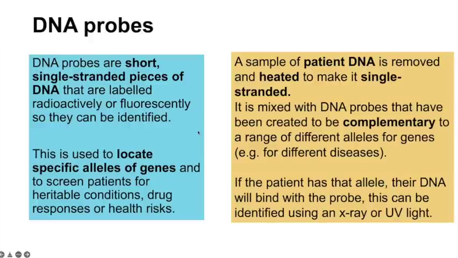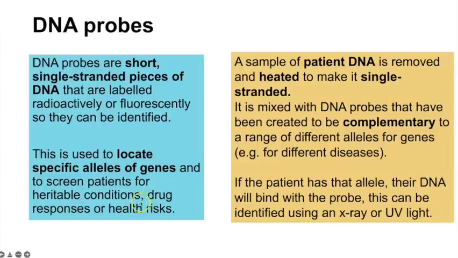Now, DNA probes are used in lots of the gene technology applications. What a DNA probe is, is a short single-stranded piece of DNA, and they are labelled so you can identify where they are. And they're labelled usually either using a radioactive molecule or a molecule that will fluoresce. So that is how we can then visualise where that DNA probe is. And that's what it's used for, locating specific alleles of genes. And this could be used to screen patients to see if they contain a gene of interest linked to a heritable condition.